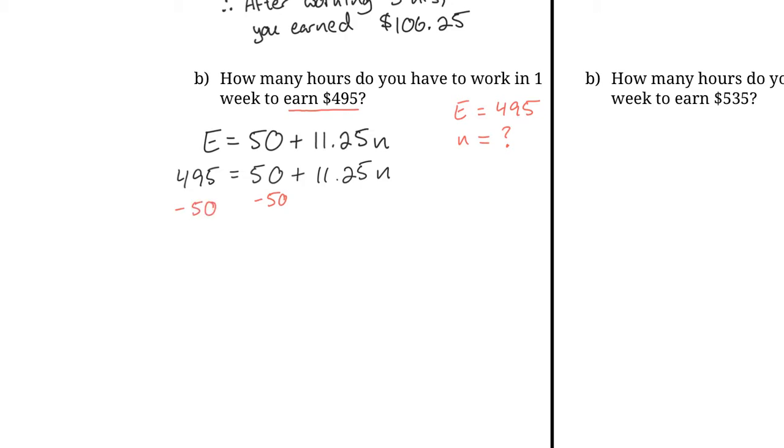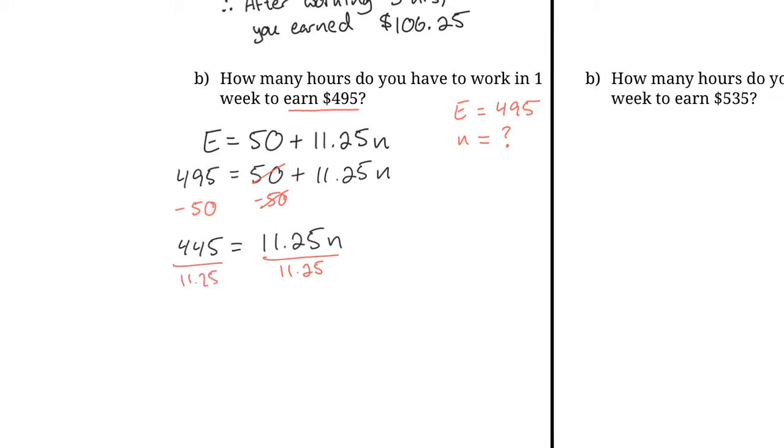On the left side of the equation, 495 minus 50 is just 445, and we bring down that equal sign. 50 minus 50, we can cross those out because 50 minus 50 is just 0. So on the right side of the equation, we're just left with 11.25n. And 11.25n just means 11.25 multiplied by n. So to get n on its own, to solve for n, we need to do the opposite of multiplication, which is division. So we need to divide both sides of the equation by 11.25.